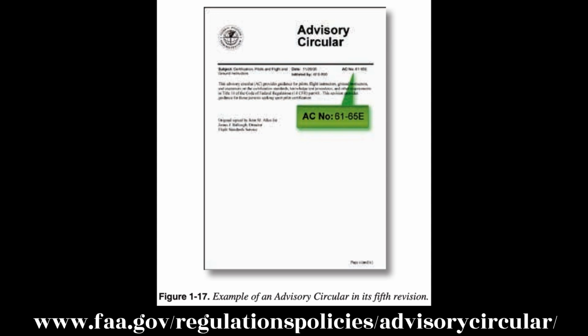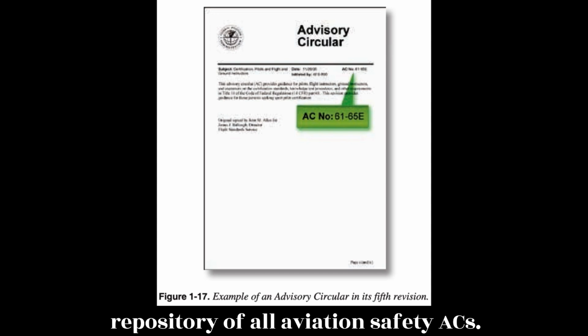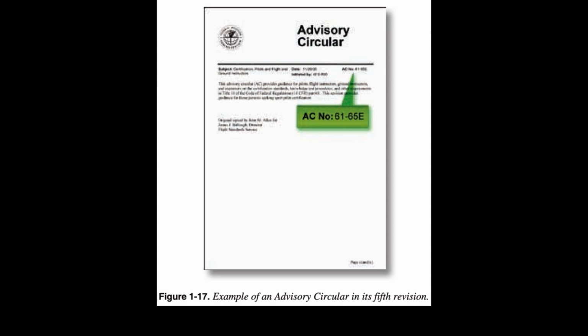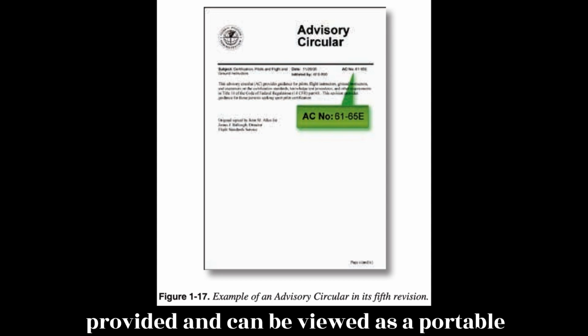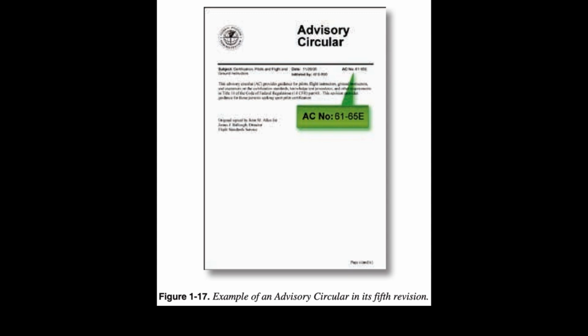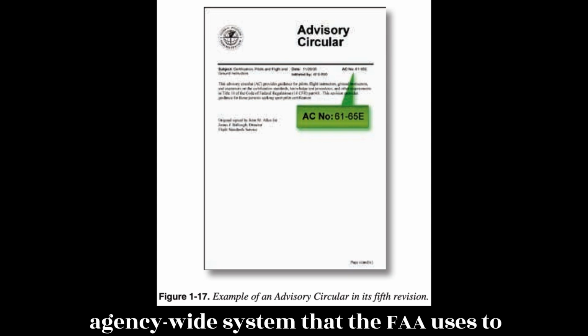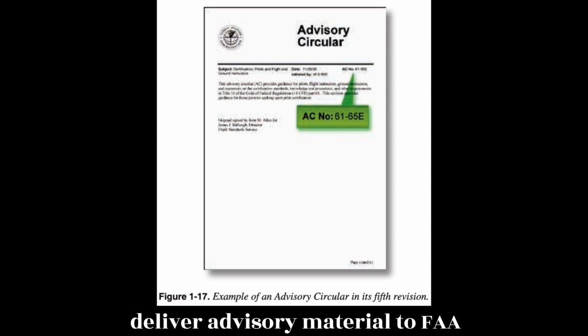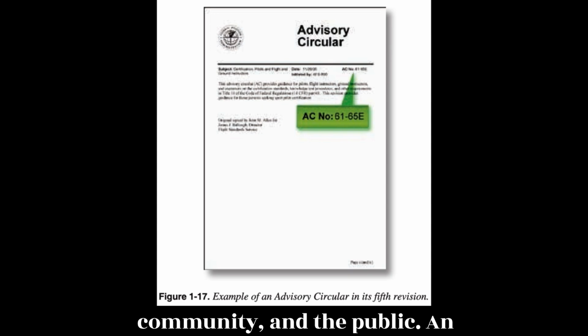The FAA website www.faa.gov/regulations_policies/advisory_circulars/ provides a database that is a searchable repository of all aviation safety ACs. All ACs, current and historical, are provided and can be viewed as a portable document format, PDF, copy. ACs provide a single, uniform, agency-wide system that the FAA uses to deliver advisory material to FAA customers, industry, the aviation community, and the public.